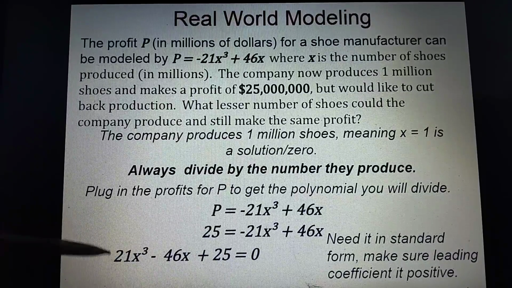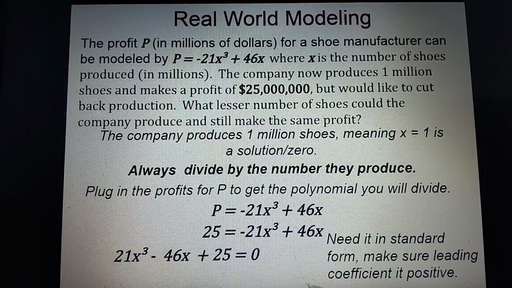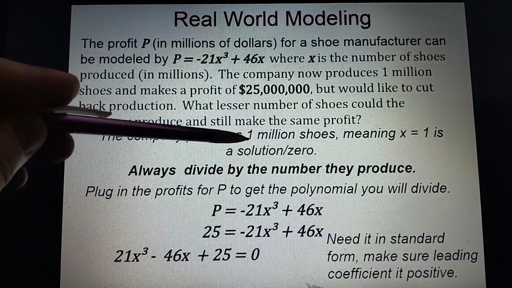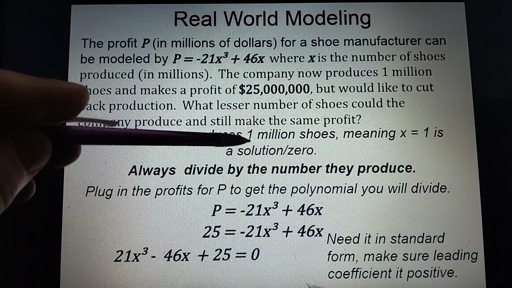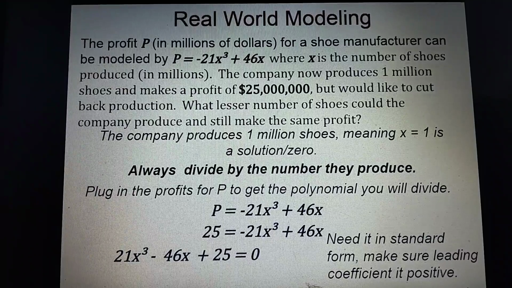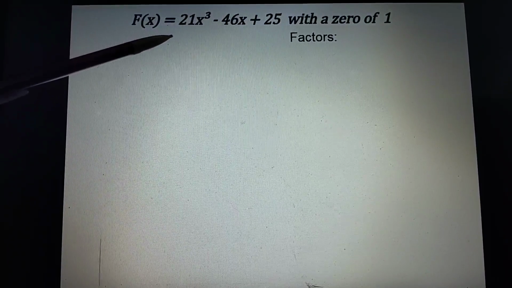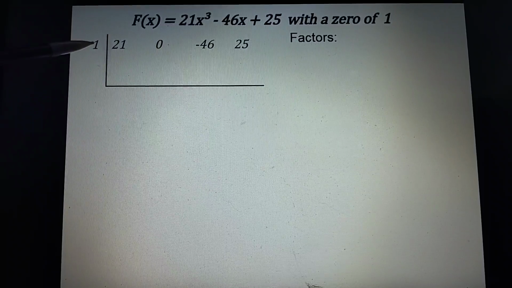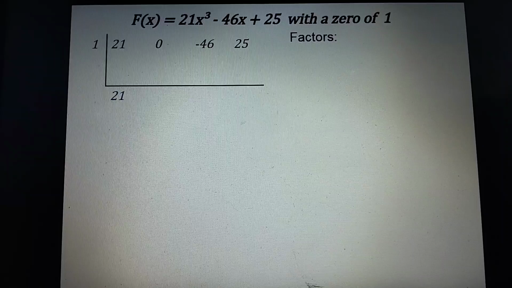Now, this is the equation that I'm going to take, and I'm going to divide it always by how many they're making right now. So if this said they were making 4 million shoes, I would take this and divide it by 4. Okay? So on the next slide, I'm taking that equation I found, and I'm going to divide it by how many shoes we were making. Okay, so now I'm just going to do my synthetic division.